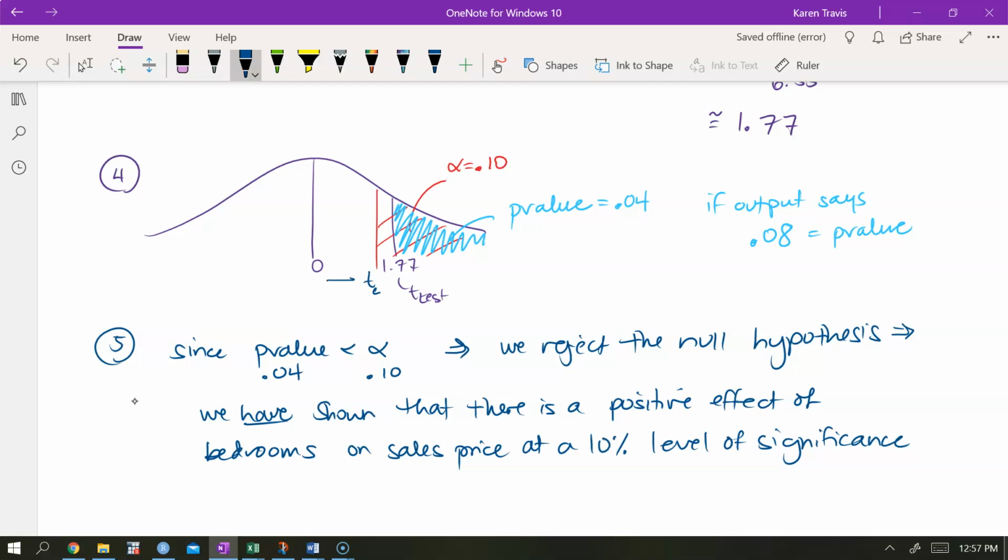Just as a reminder, it's t critical. That's the distance from the null hypothesis for the rejection region. T-test is a distance from the null hypothesis for the test statistic. Alpha is an area that goes with t-critical, and p-value is an area that goes with t-test.